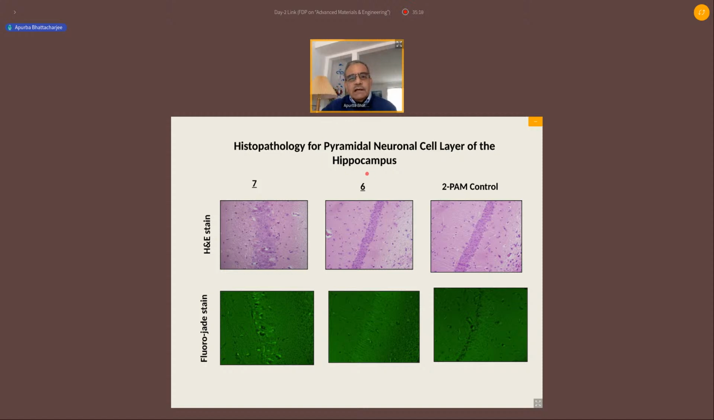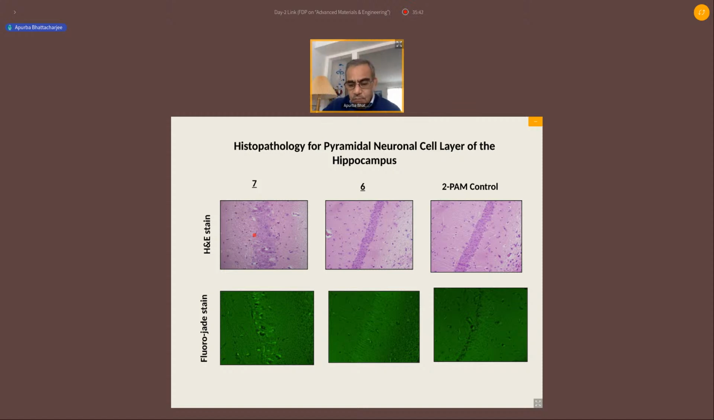Now, if you look at the histopathology studies, that means the brain, we look at the hippocampus. And this is the electron microscopic picture, the photograph of that. This is the 2PAM, the control. This is the oximes, and these are the non-oximes. You can see that the non-oxime did fairly well compared to 2PAM. Although 7 shows a little bit of dysfunction, yet 7 was also very good otherwise.